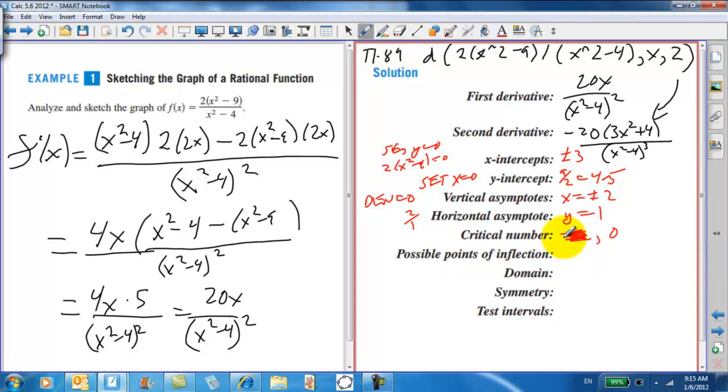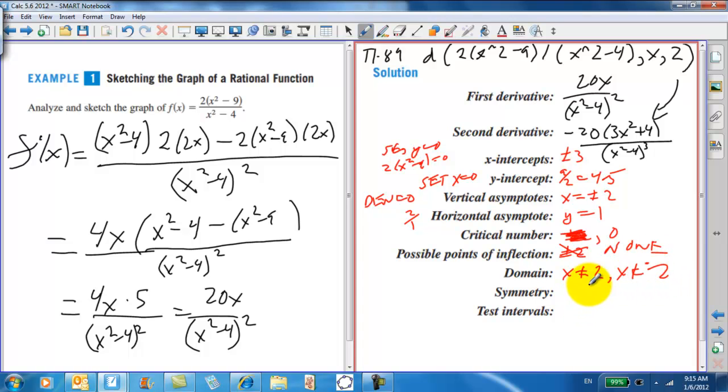Possible points of inflection is where the second derivative equals 0 or undefined. Well, we consider plus or minus 2 again, but again, the function's undefined there. Can we make the top equal 0, 3x squared plus 4? No. Because x squared is positive times 3 plus 4, that's all positive, and this makes it all negative. It can't equal exactly 0. So there's no possible points of inflection. The domain restriction is x cannot equal 2 and x cannot equal negative 2 because of our vertical asymptotes.